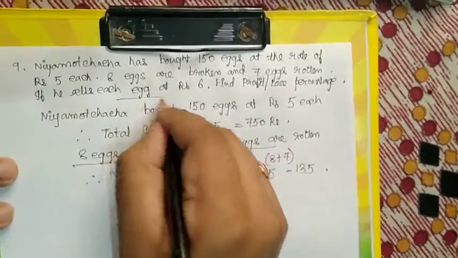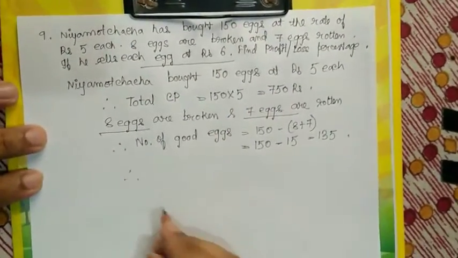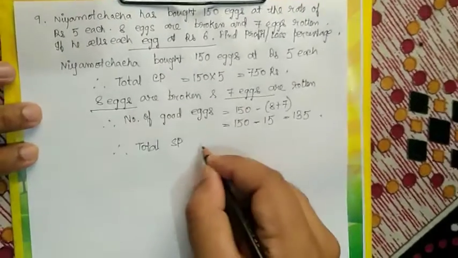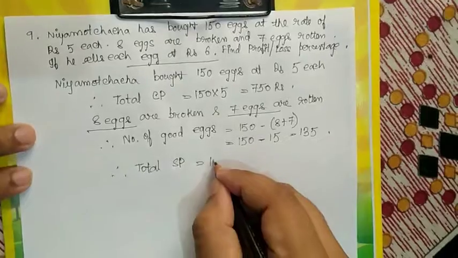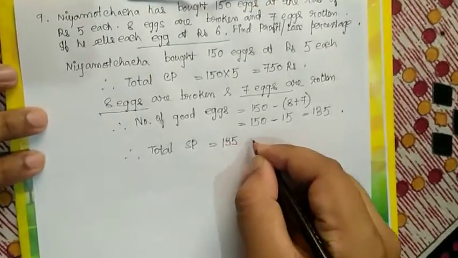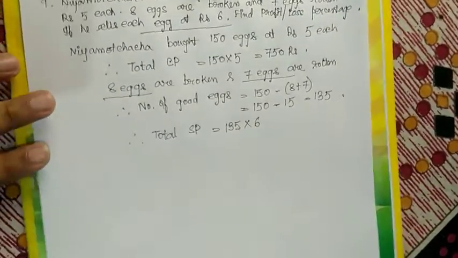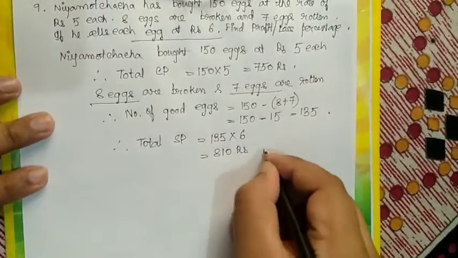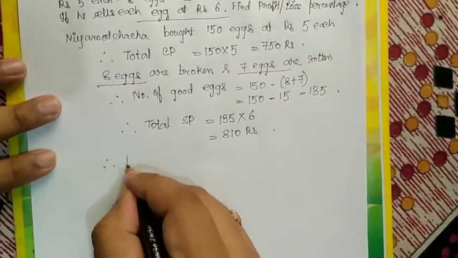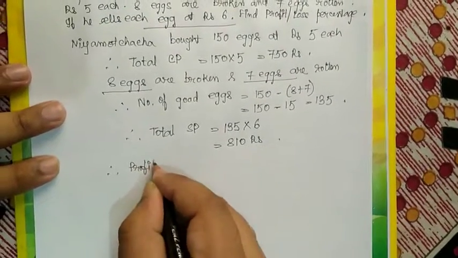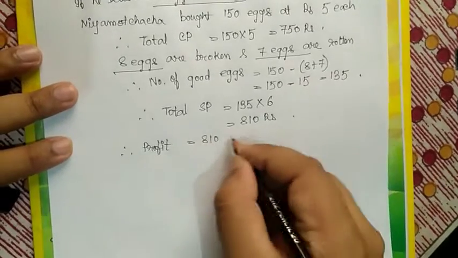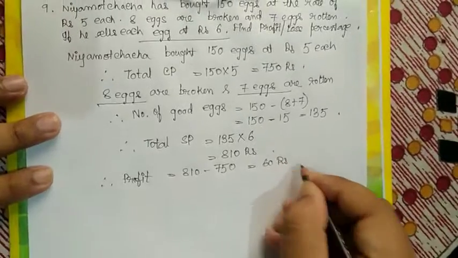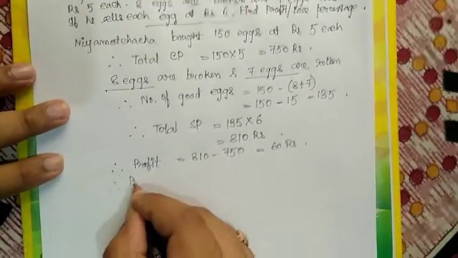Now he sells each egg at rupees 6. So total SP equals 135 into 6. This should be 810 rupees. So profit equals 810 minus 750 equals 60 rupees.